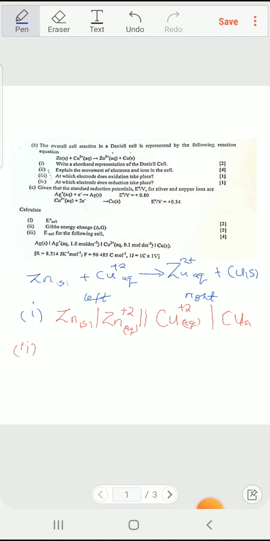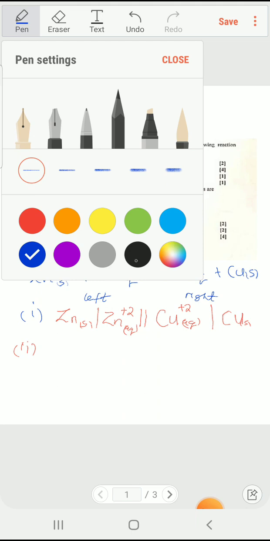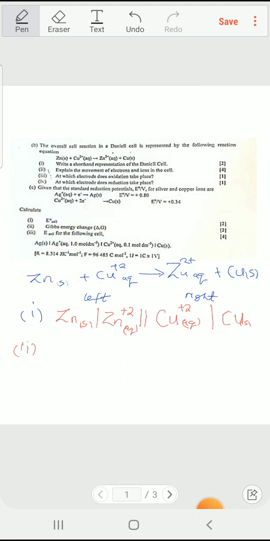Then question number 2, it says, explain the movement of electrons and ions in the cell. 4 marks. Explain the movement of electrons and ions in the cell. How can we explain that? So here, this is the best way you can explain it. You can start with electrons. So you can say electrons move.